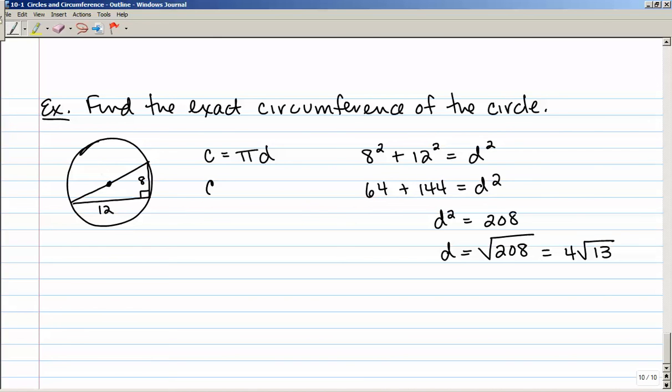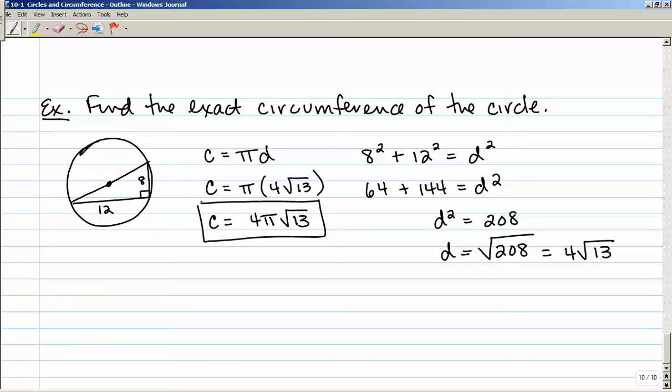Plugging that into my formula, the circumference is pi times 4 square root of 13, and putting that together with my 4 followed by the pi, and then we put the square root of 13 after that. And that's my final answer.